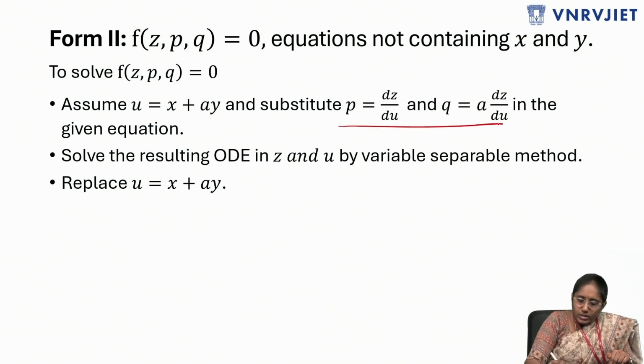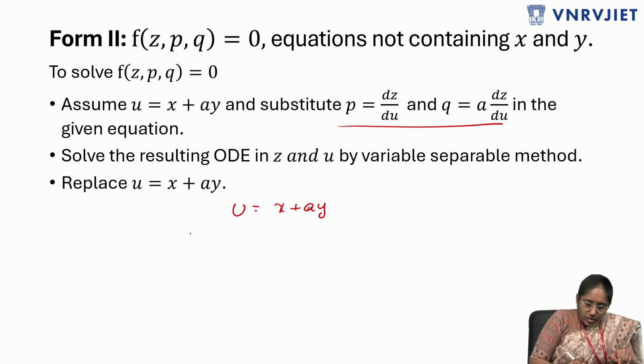How to find out this? How will you get these values? Here u = x + ay. We need to find the p value. p is nothing but ∂z/∂x.